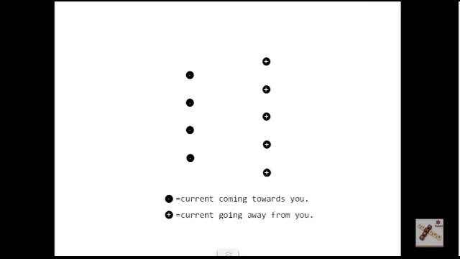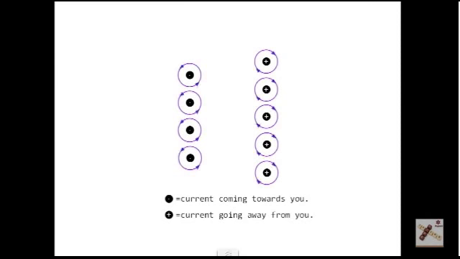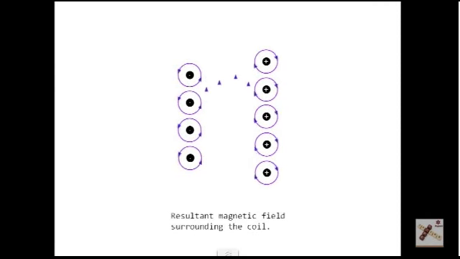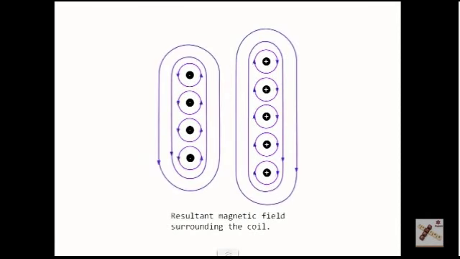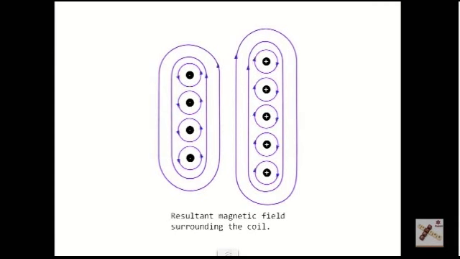We can now add the magnetic field of each conductor as we have seen previously. The magnetic fields actually add together, creating one larger magnetic field, and we can represent this with field lines showing the combined or resultant magnetic field.